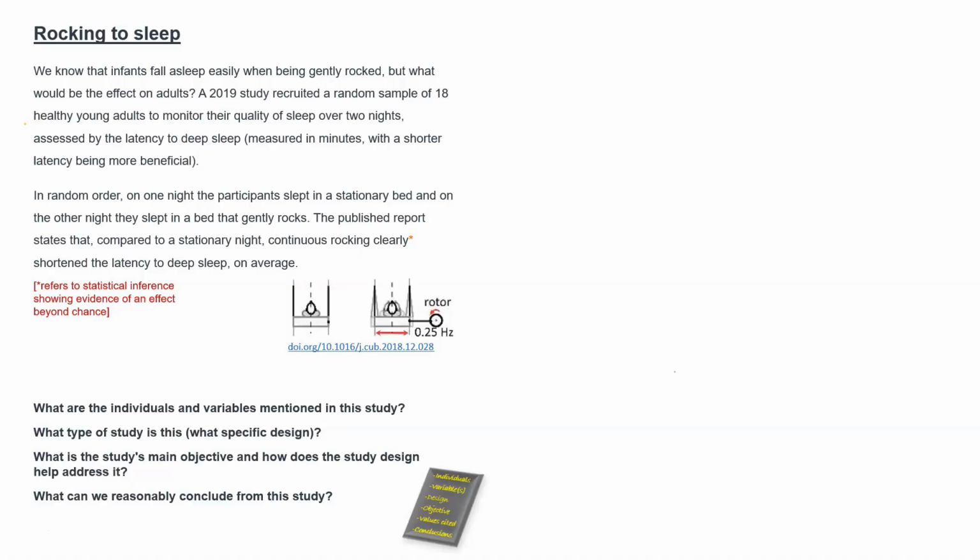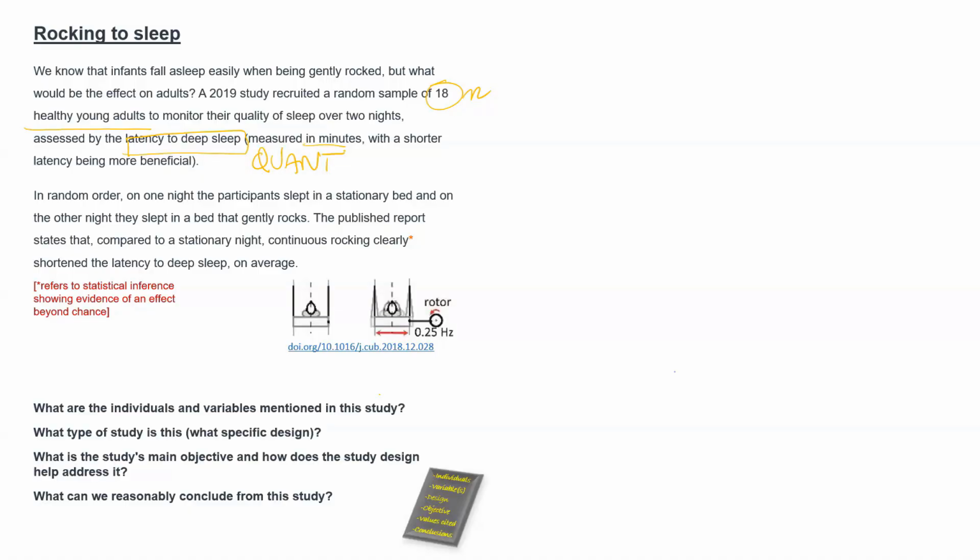Rocking to sleep. In this study, the individuals are 18 healthy young adults, and the variables are whatever we record for each one of them. And so we are told that this is the latency to deep sleep and that it is measured in minutes. So this is a quantitative variable.